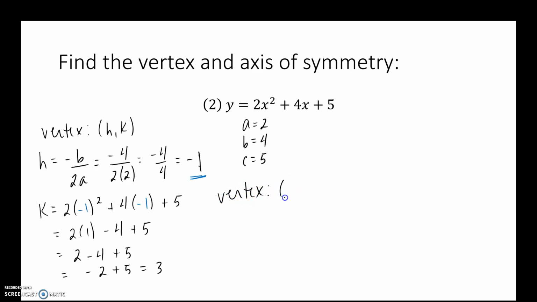So my vertex, x comma y. My axis of symmetry, it's always a vertical line through the x-coordinate of the vertex.